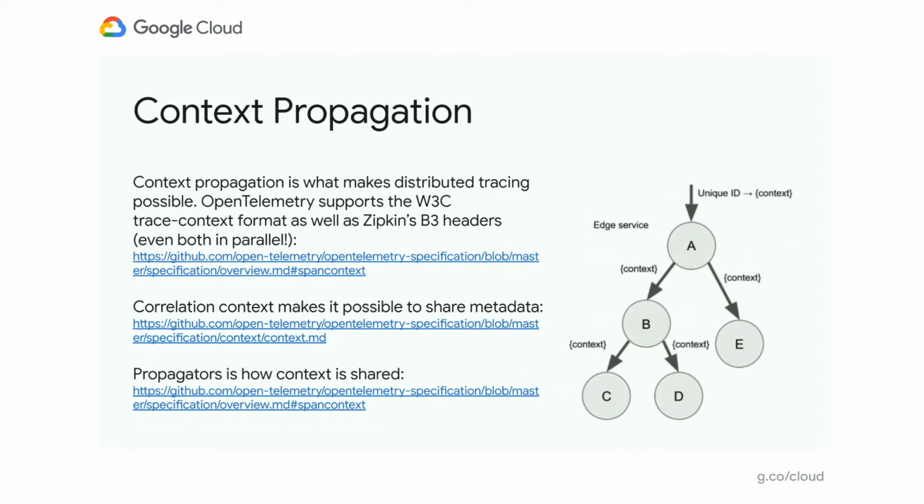That context can also be shared within the application for functional level calls. But this context propagation concept actually goes beyond distributed tracing. For example, I probably want to share metadata between my different data sources, and I can do that through the correlation context specification information. In addition, I need a way to actually share that between my APIs and SDKs, and the propagators is how we do that in the OpenTelemetry project.